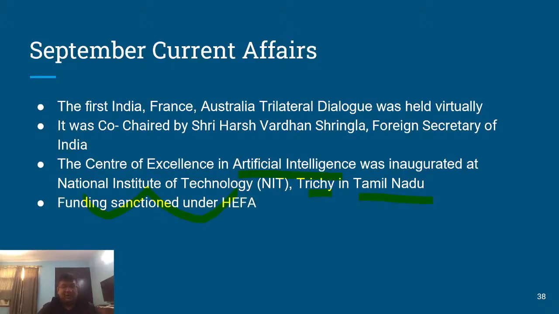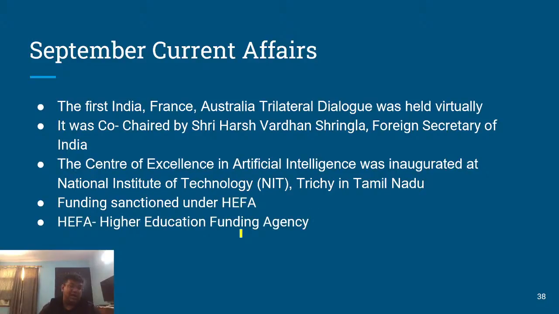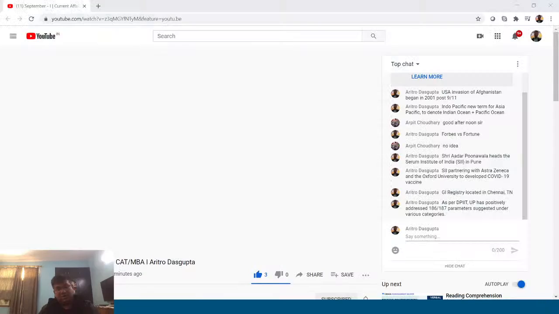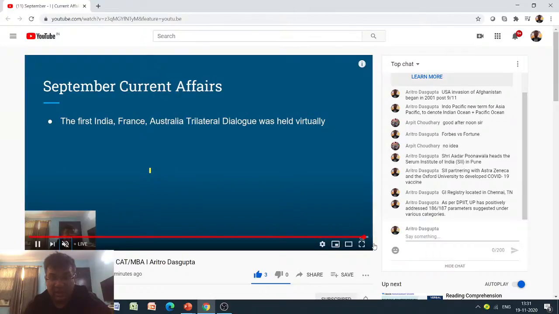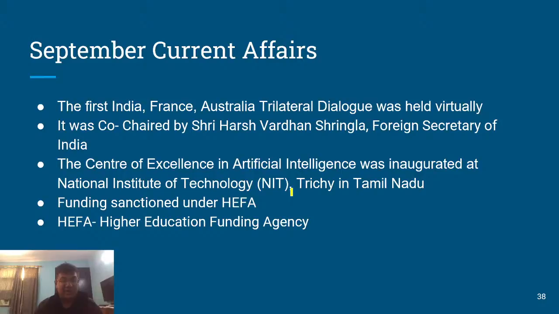And this funding has been sanctioned under HEFA. HEFA was set up in 2018 to ensure regular funding to higher educational institutions. HEFA का full form लिख लीजिए, Higher Education Funding Agency. So there are a lot of companies which genuinely want to contribute towards higher education, but they don't get the right tool, the right pipeline to do that. Since the establishment of HEFA, there is now a dedicated agency. So no longer the reliance on UGC alone. The HEFA handles all these funding concerns of the different colleges and universities.